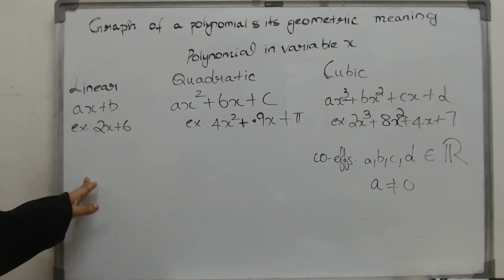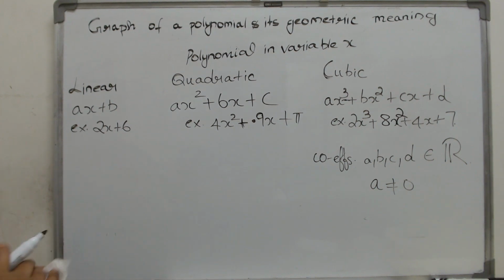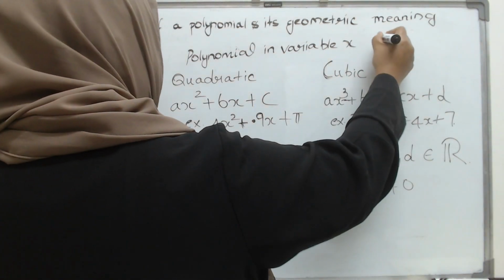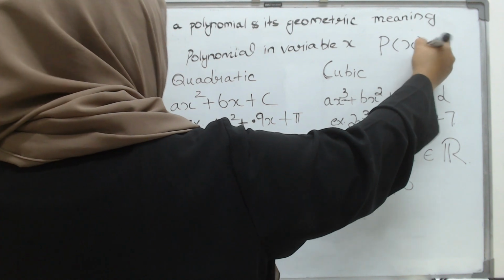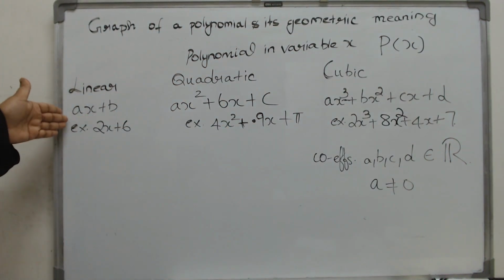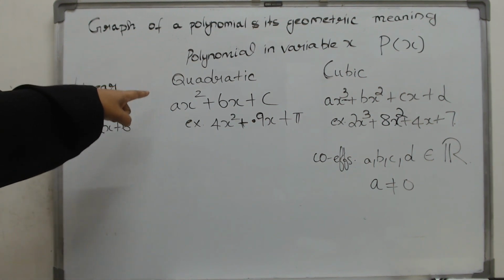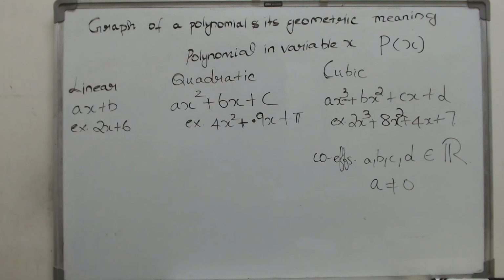What do you see here? These are all polynomials in variable x. They are usually denoted as p of x. A polynomial in variable x. What you have here is a linear polynomial of degree 1. Any polynomial of degree 2 is called a quadratic polynomial. A polynomial of degree 3 is called a cubic polynomial.